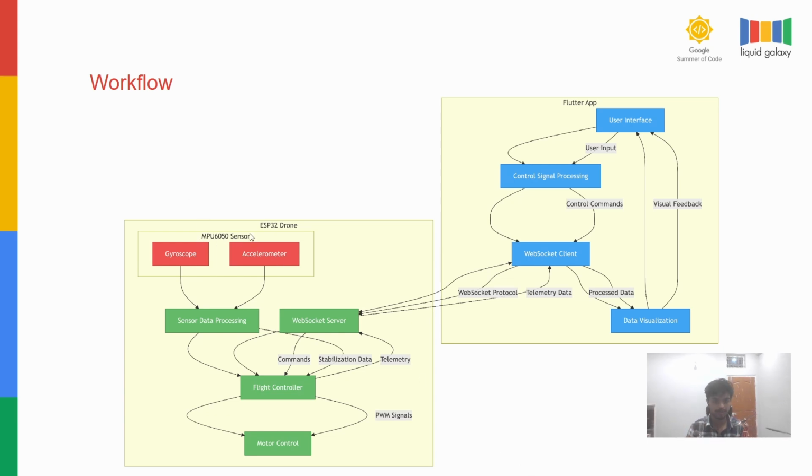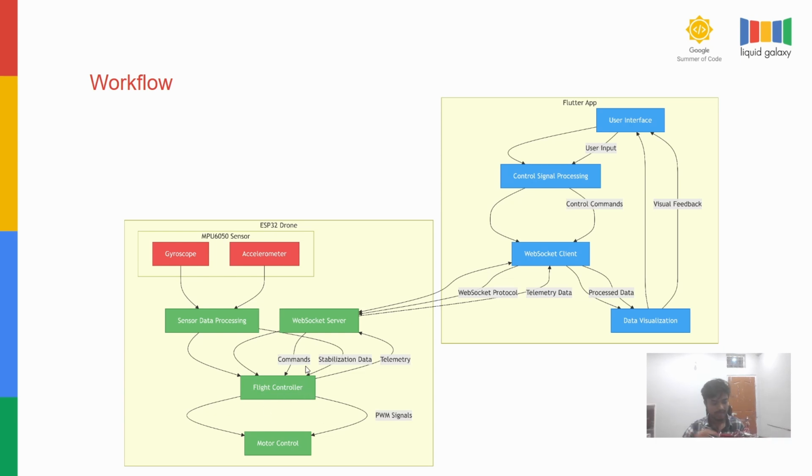This is a gyroscope accelerometer sensor that is used for the stabilization data. Like if my drone is tilted in some way, I have to know that it's tilted, and I have to give that motor more power. So it's used for the stabilization of the drone. That sensor data goes to our flight controller, that is our ESP32 that we are currently using.